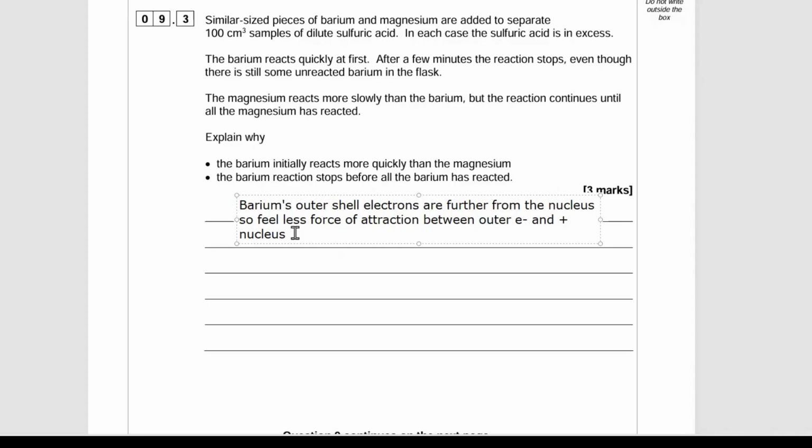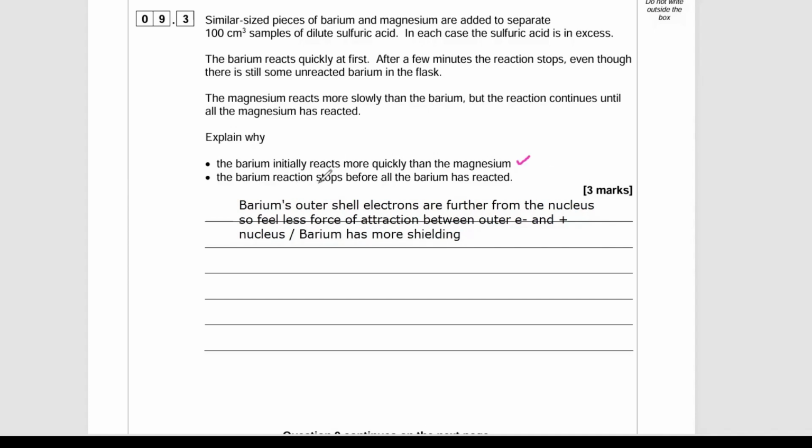We could also add, if we wanted to go extra, and I don't recommend you do this, that barium has more shielding. So what does that mean? There are more shells between the outer electrons and the nucleus. So again, it feels less force of attraction. Essentially, it's going to lose those electrons more easily and therefore more easily react. Okay, what else do we need to do? So we've kind of explained that.